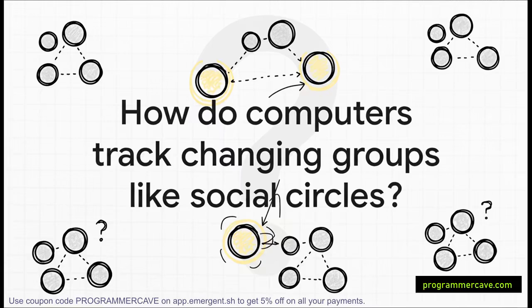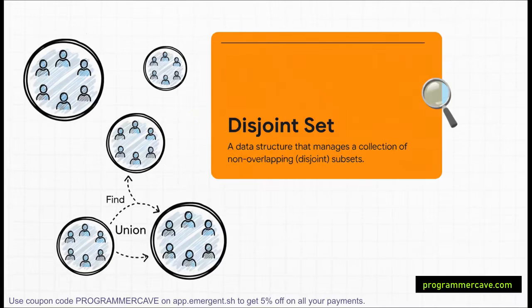How do you answer questions like, hey, are Bob and Alice connected, even through a friend of a friend of a friend? Or how many separate friend groups do we even have right now? That right there is the dynamic grouping problem. And this is exactly where the disjoint set data structure shines.